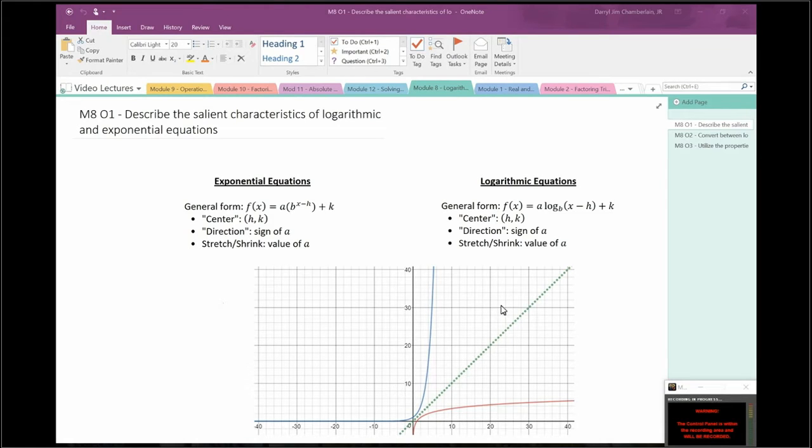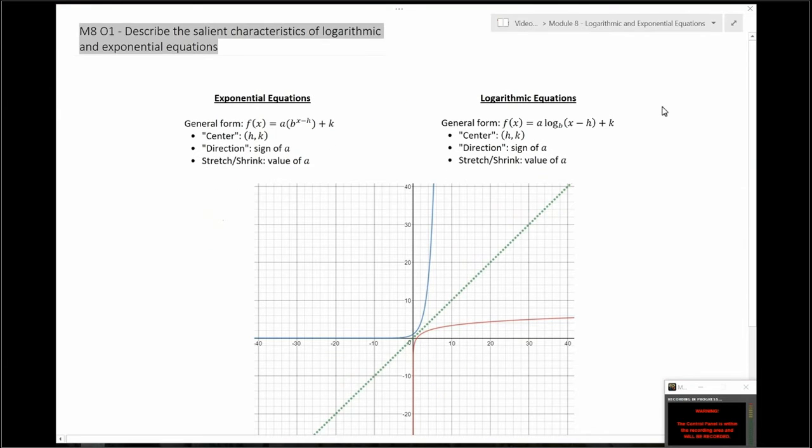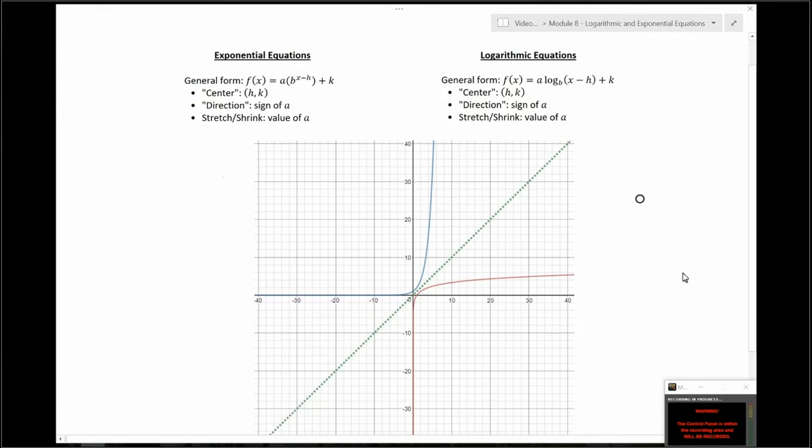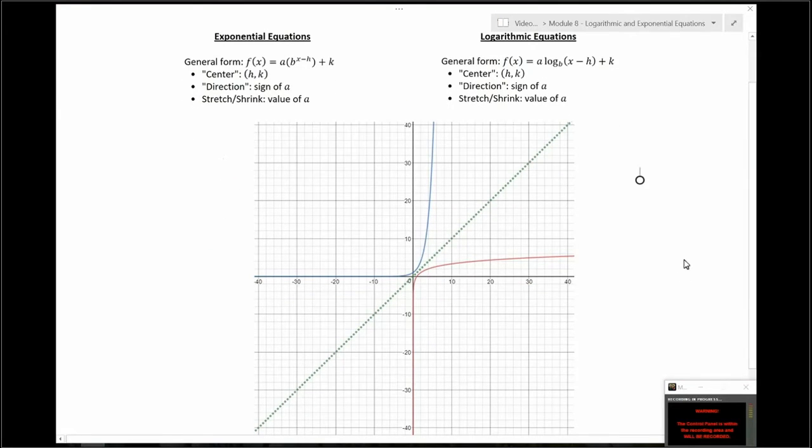Hello, in this video we're going to introduce logarithmic and exponential equations. So logarithmic and exponential equations are two very special looking functions. They're very different from our polynomials in that they take these very steep curves.